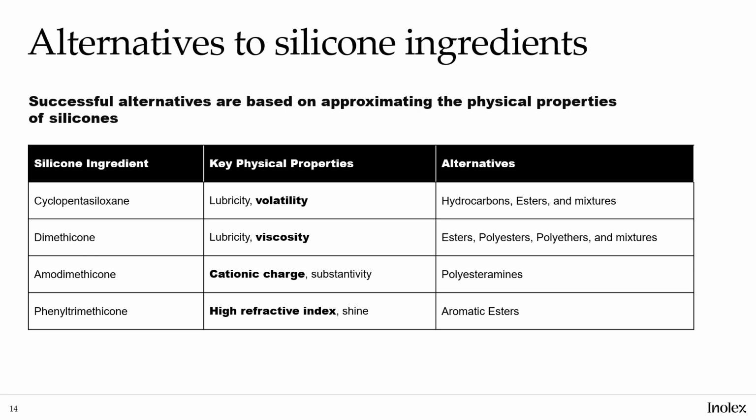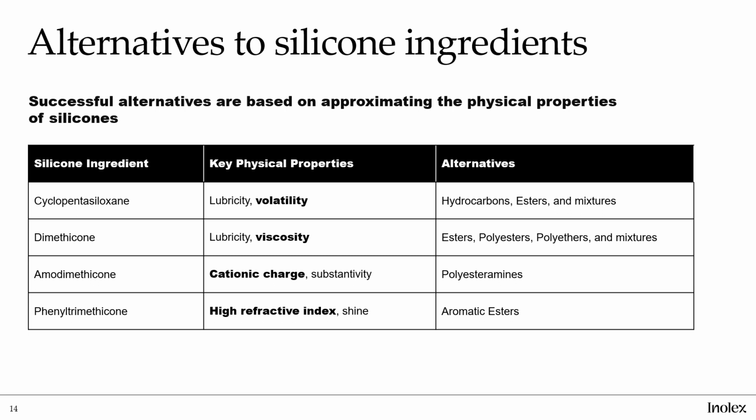For the more specialized silicones, if we take amodimethicone as an example, amodimethicone is an amine-containing silicone so that it has some cationic character, which makes it substantive to hair and skin. So for those alternatives, we need to have still a low surface energy hydrophobic material, but it also needs to have a cationic charge associated with it to drive that substantivity and deposition. So for that purpose, we've deployed polyester amines, which are polyesters that have a cationic nitrogen in the backbone to help approximate the physical properties of dimethicone in performance.